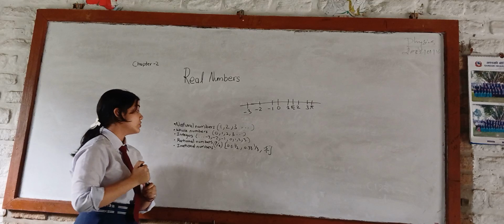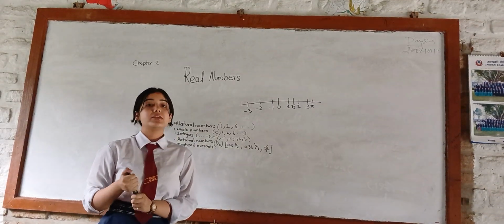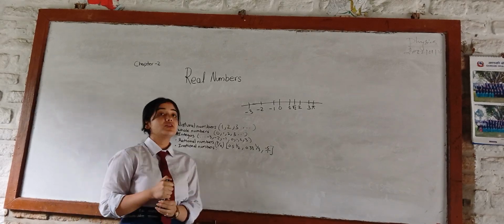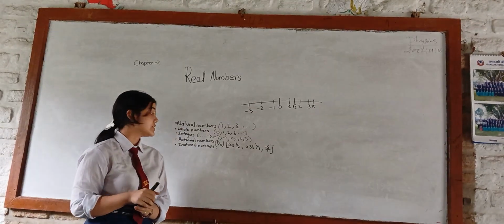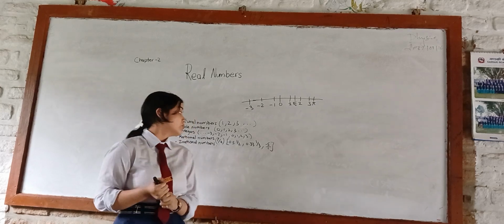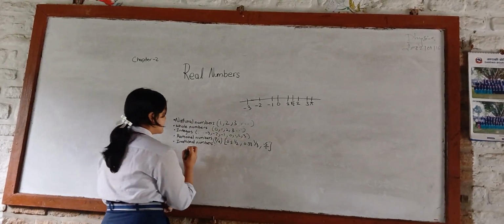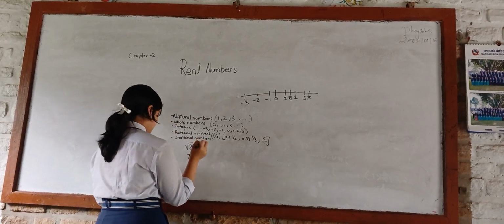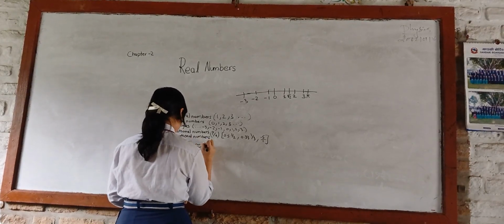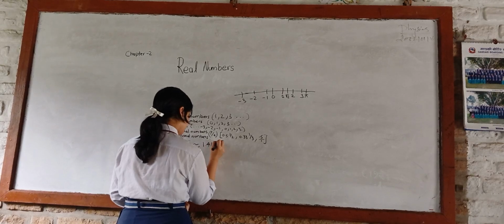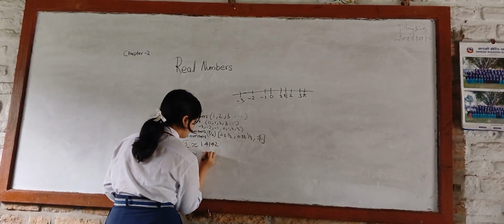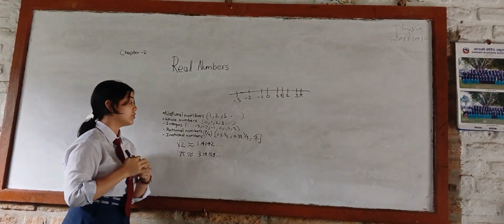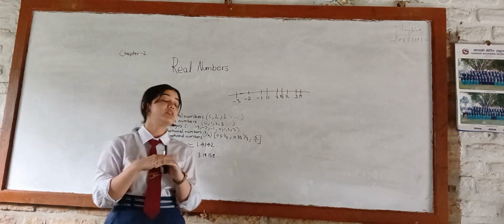Next is irrational numbers. Irrational numbers are basically all those numbers that do not fall under rational numbers, and irrational numbers cannot be expressed in simple fraction form. A few examples are root 2 and pi. So their value is, their decimals keep on going, and their decimals never repeat.